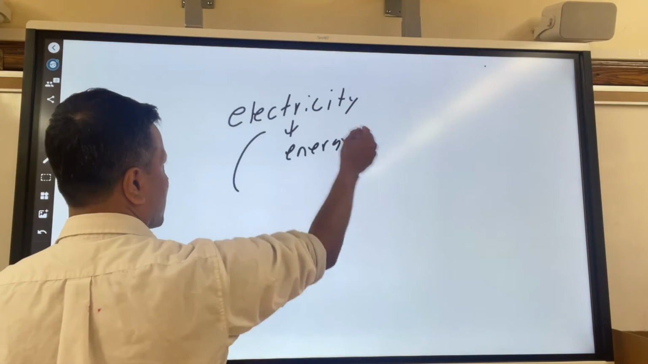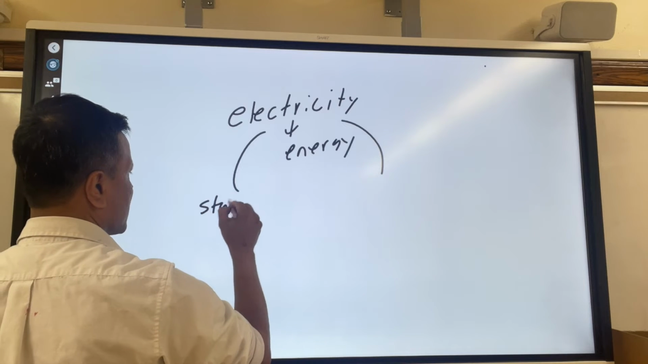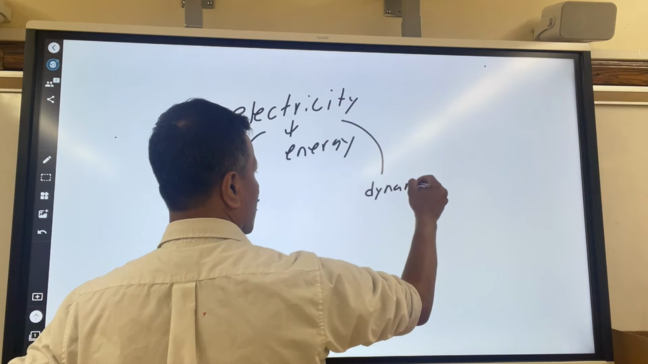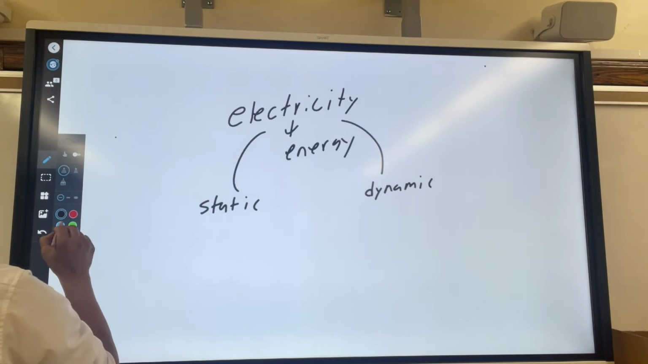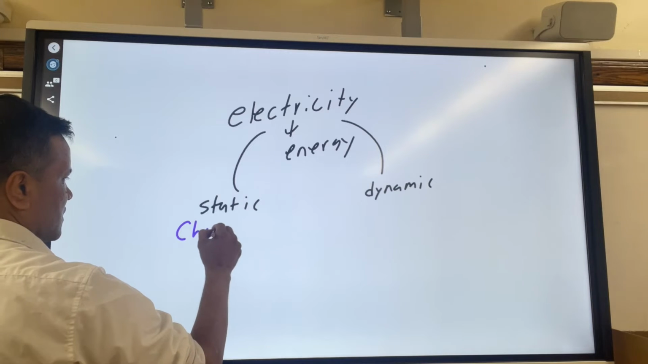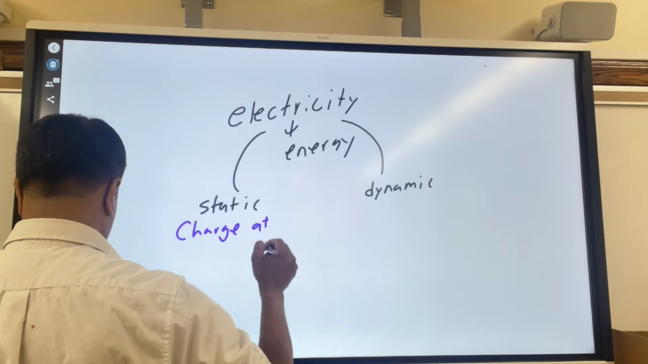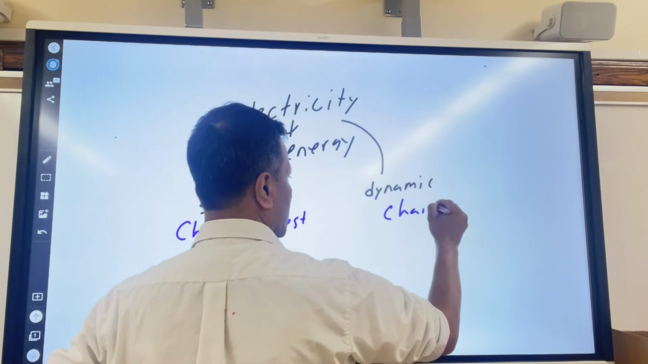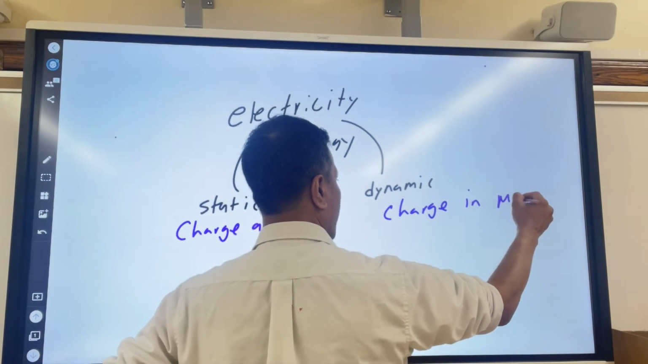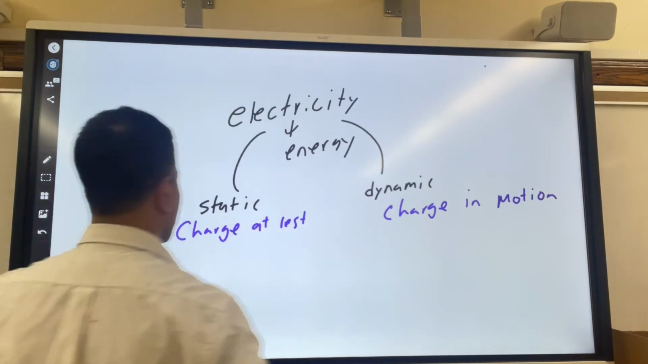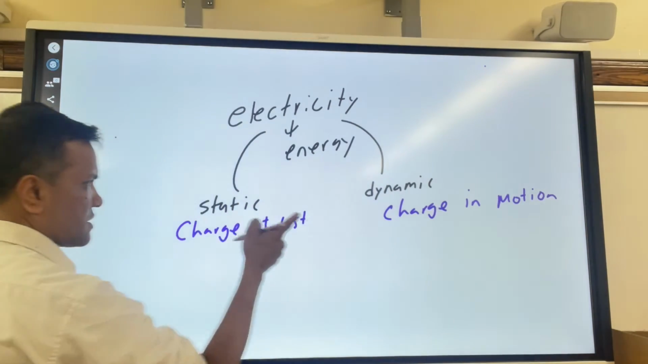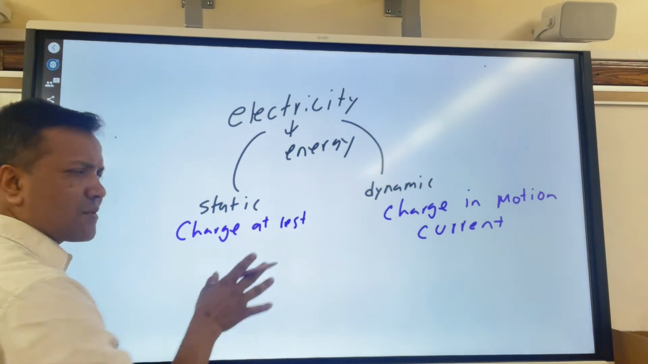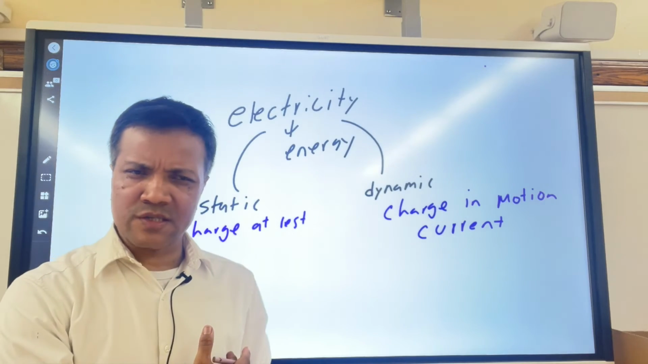There are 2 types of electricity. One is static, and one is dynamic. Static one is charge at rest. And the dynamic one, charge in motion. The dynamic one has another name, current. Okay, we're going to talk about current tomorrow. Today we're going to pay attention to the static one.